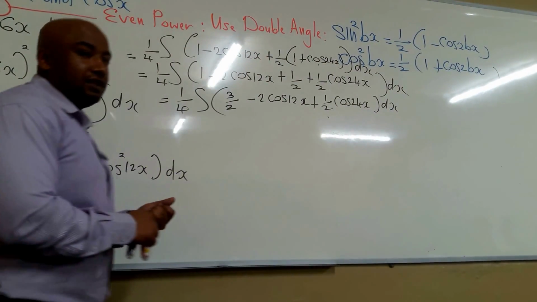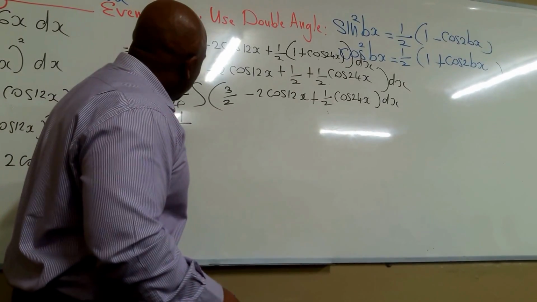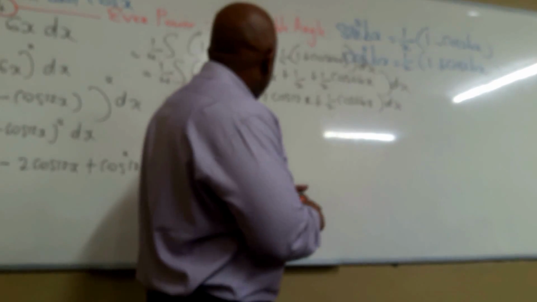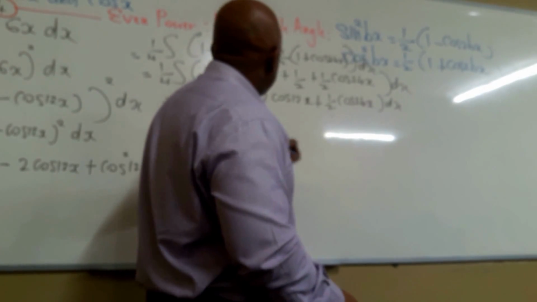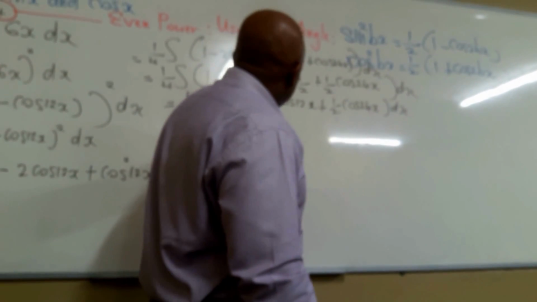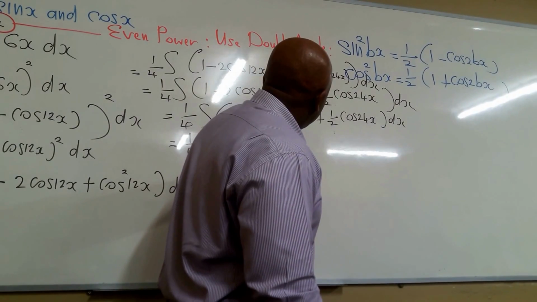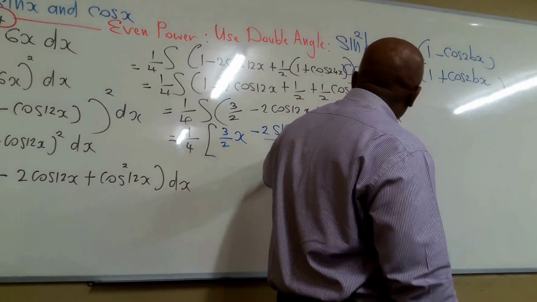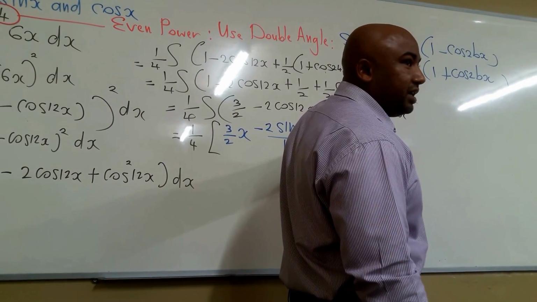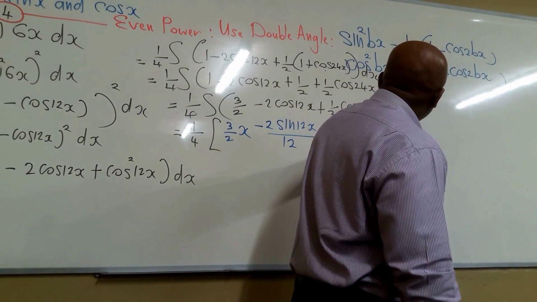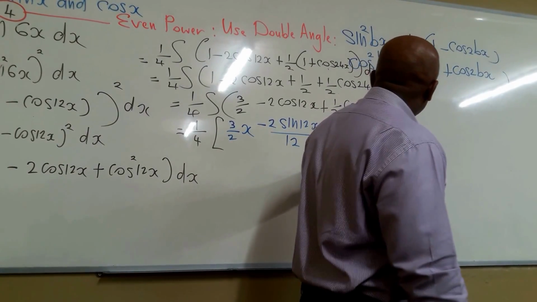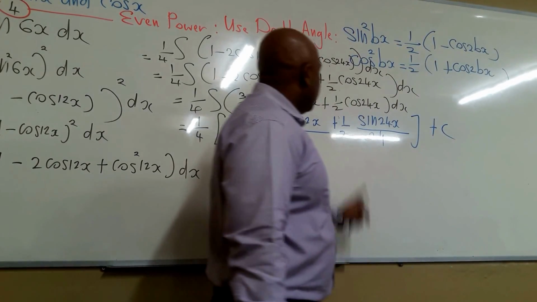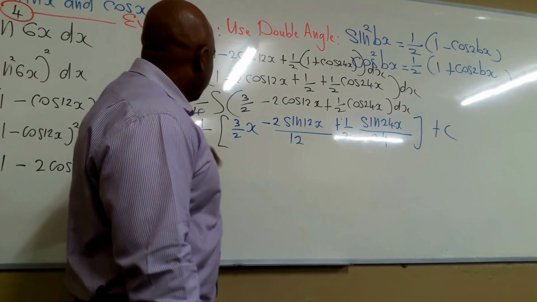So now we can integrate this. There's your 1 over 4. We can integrate 3 over 2. What do we get there? That's going to be 3 over 2x. You integrate cos. That's going to be minus 2 sine of 12x, all divided by 12. Here we got plus half. Integrate cos again. That will be sine 24x, all divided by 24. Plus c. You're done.